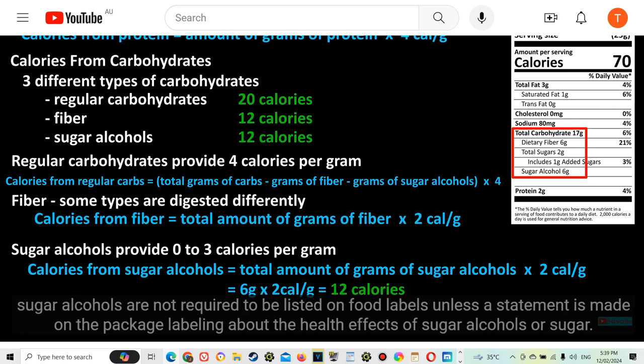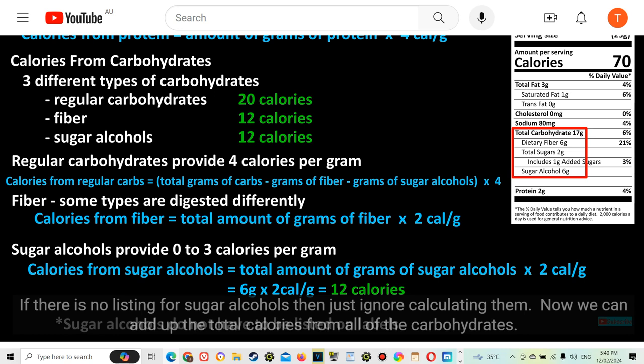And one note, sugar alcohols are not required to be listed on food labels unless a statement is made on the packaging label about the health effects of sugar alcohols or sugar. If there's no listing for sugar alcohols, then just ignore calculating them.